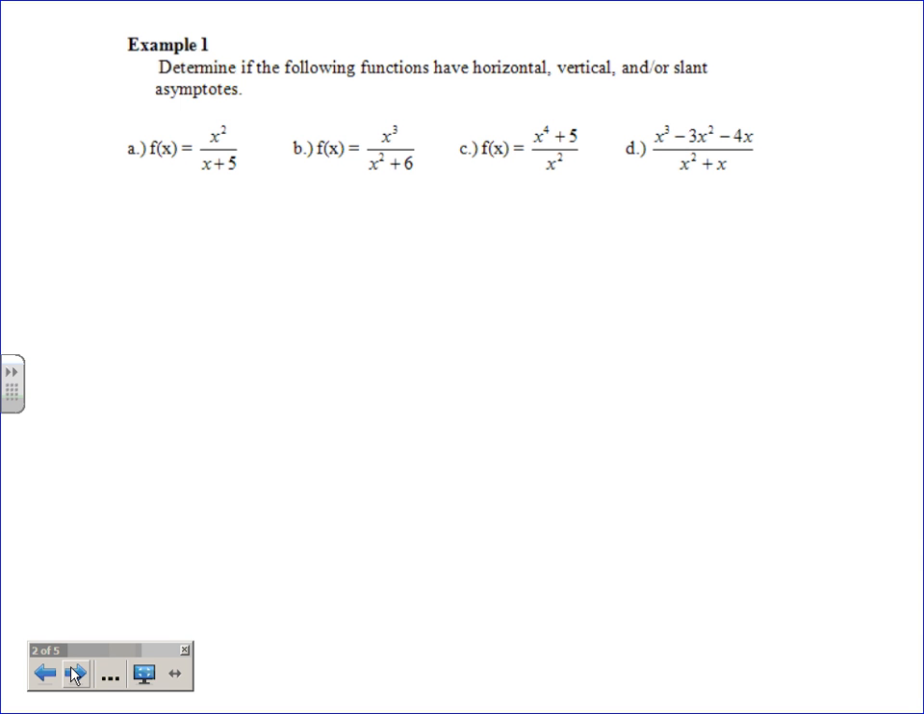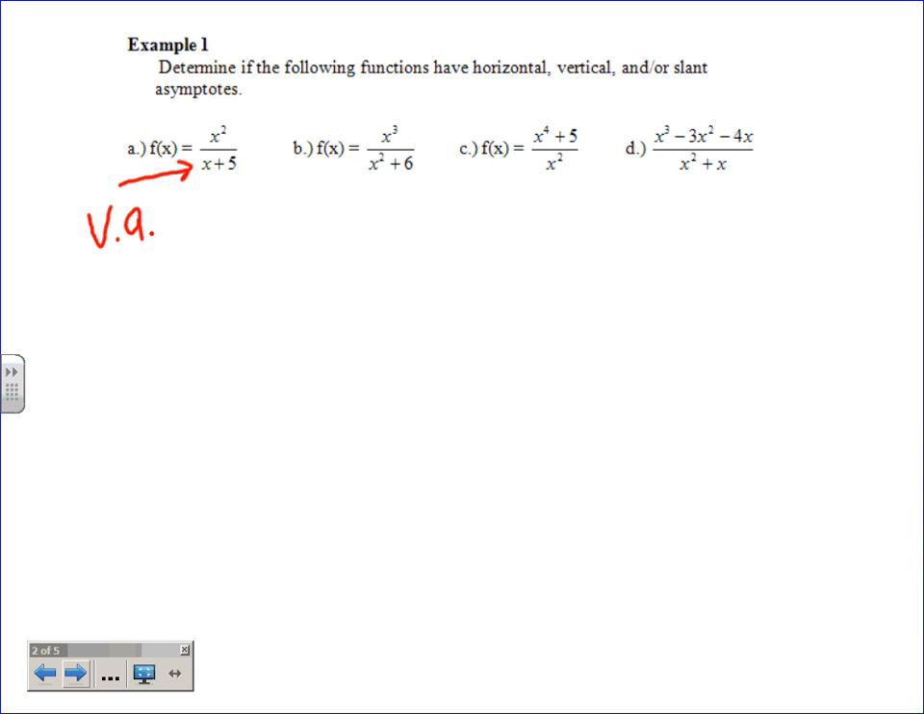So now let's determine it. It's going to stay rational then, right? Nothing's going to happen. So is there going to be a vertical? Can I set the bottom equal to 0? Yes, I can. And it just says determine if they have them. Does it say to find out what they are? No. So we would say that this one has a vertical asymptote because we would set that bottom equal to 0.